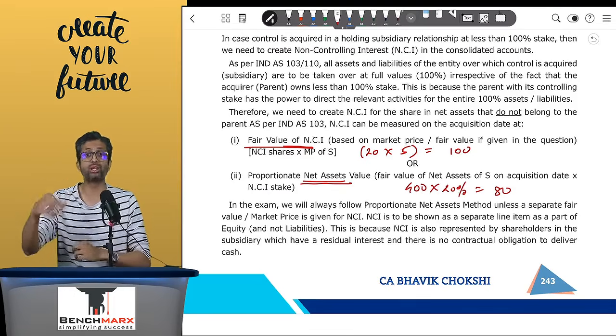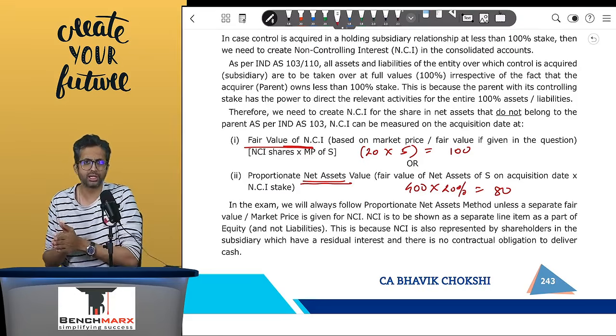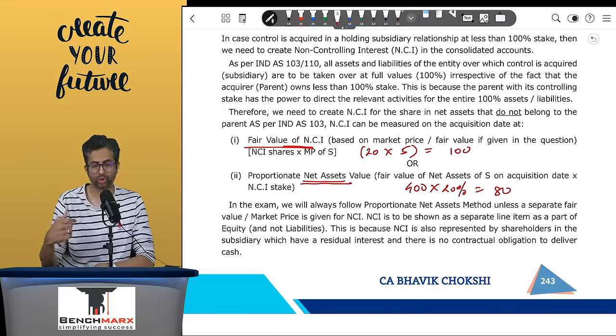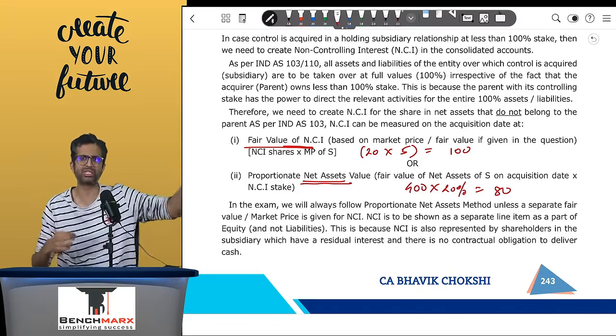Well, the difference will arise at the stage of goodwill calculation. Now, how do you calculate goodwill? So you are at NCI, and from NCI you need to go to goodwill. Now, how do you calculate goodwill? Typically in your CA Inter, you would calculate goodwill as PC minus net assets.